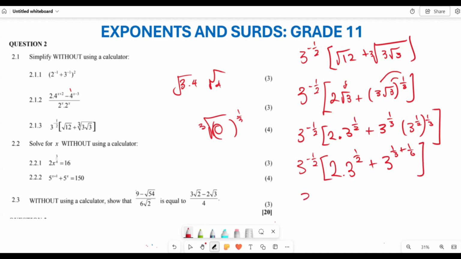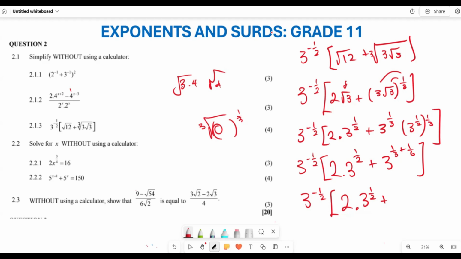Altogether, this is the same as 3 to the power of negative 1 over 2 into 2 multiplied by 3 to the power of 1 over 2. This is going to be plus, what is 1 over 3 plus 1 over 6? 1 over 3 plus 1 over 6, I think this is going to give me 2, then 2 plus 3. Now let me look at this. So I am saying this is 1 over 3.